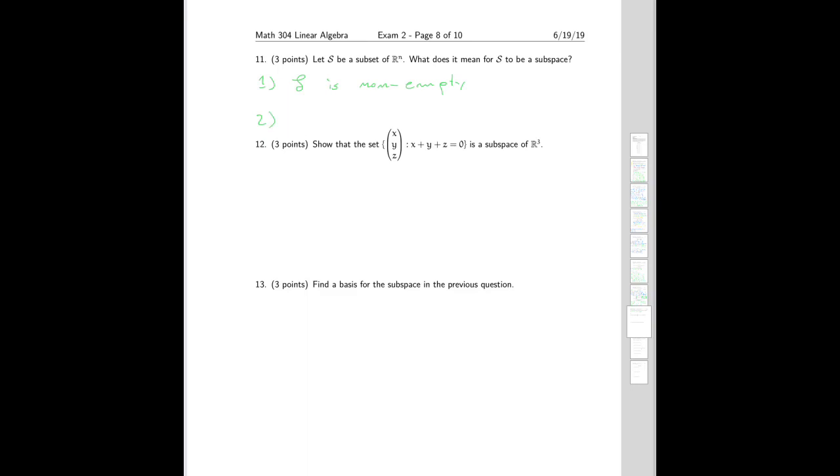So S is non-empty, and two, if V1 and V2 are in S, and C1 and C2 are real numbers, then C1 V1 plus C2 V2 is in S. Okay, so in other words, we say that S is closed under linear combination.